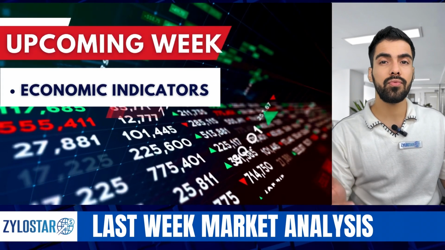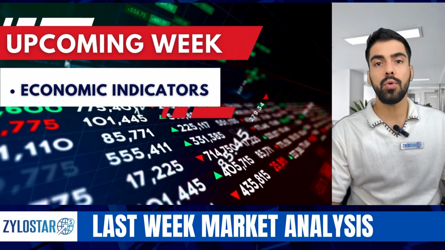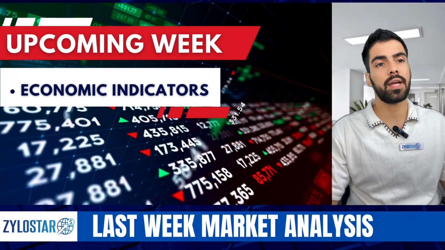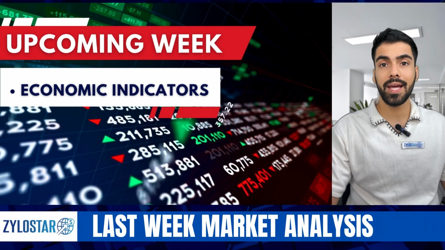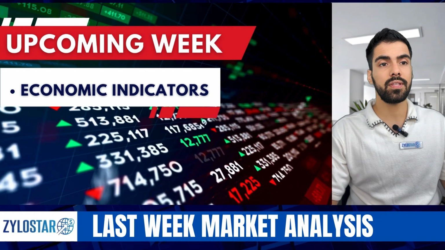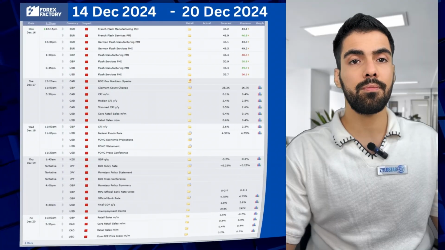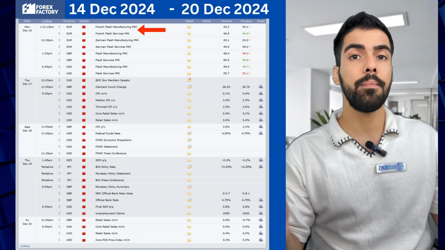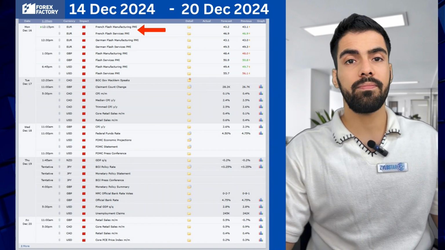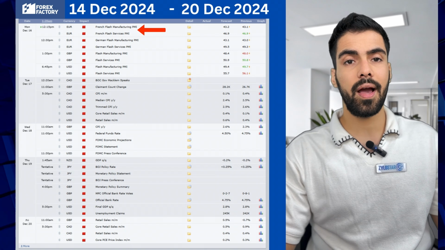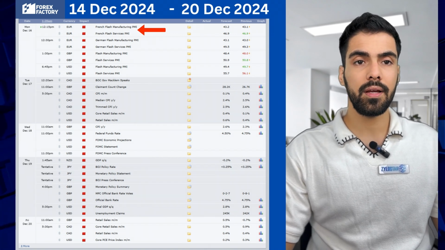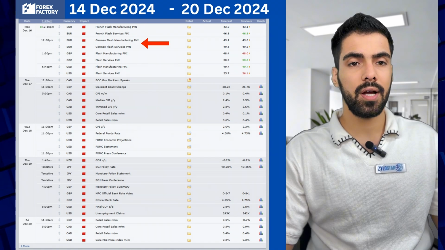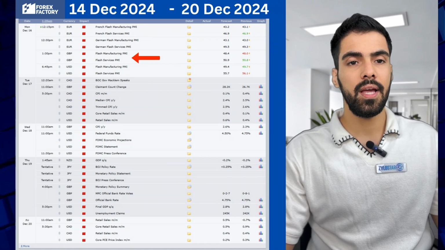So let's have a look at the upcoming week. Next week is also gonna be a little bit crowded from the economic indicators and economic calendars. So I wanna start with 16th of December, which is Monday. On Monday, we are gonna receive the Purchasing Managers Index, or better to say PMI numbers, for both manufacturing and services side of the European countries like France, Germany, and other countries like UK, and finally US.